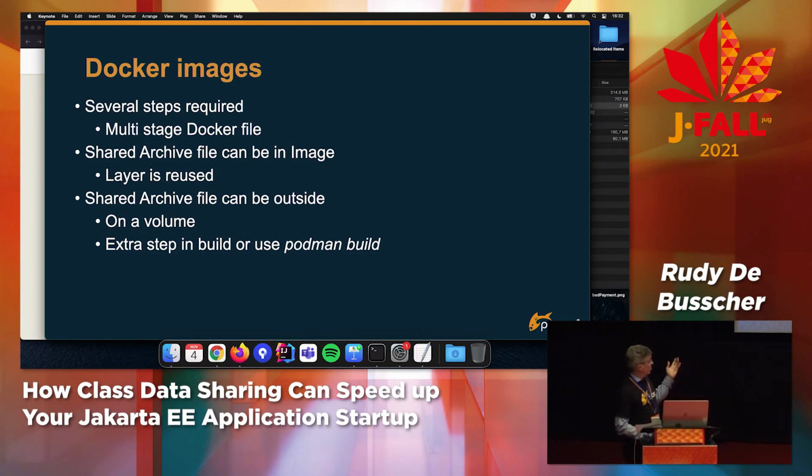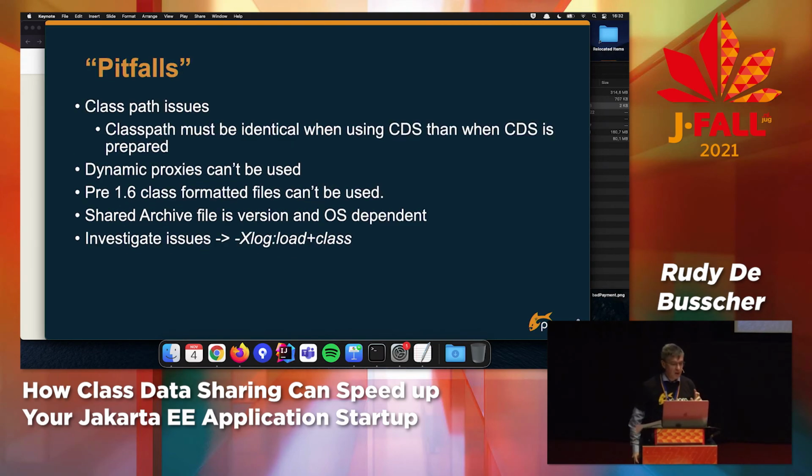Or you can define it outside if you say my image needs to be small, because again, the size of your image grows, of course, if you put that memory mapped archive file in the Docker image. So if you are using Podman, it's not possible with the standard Docker clients, but with Podman build, you can immediately create that archive file on a volume.